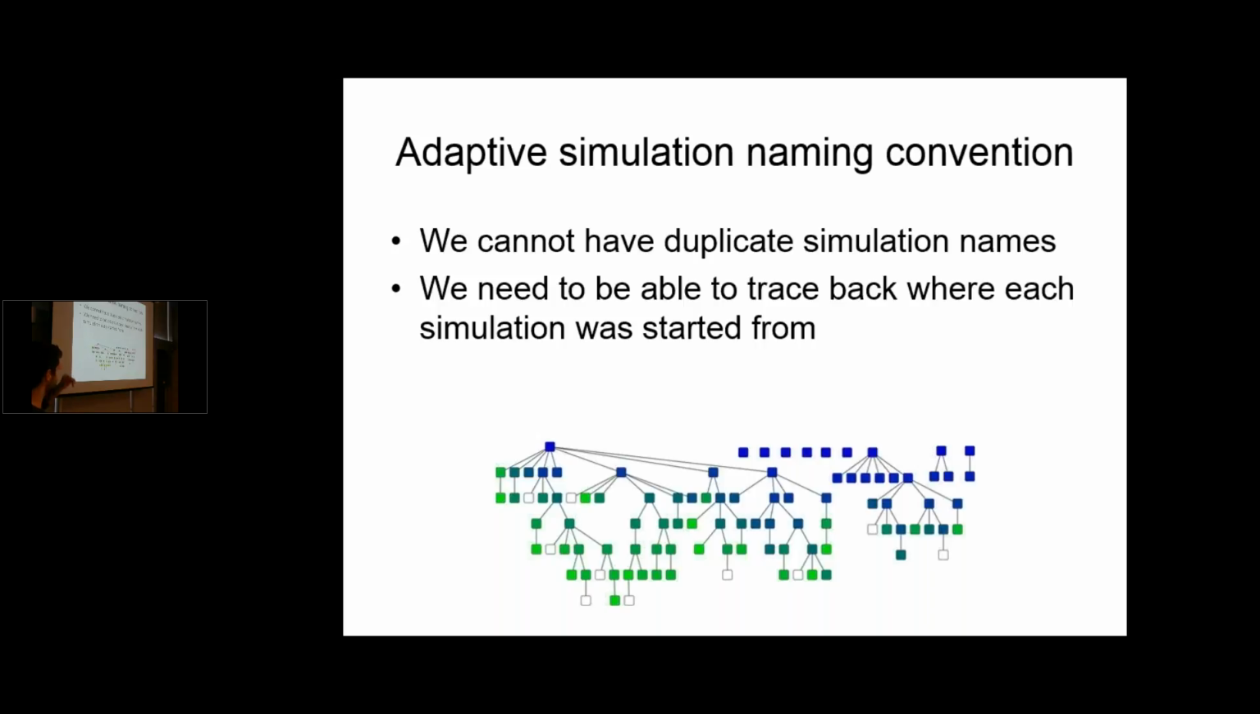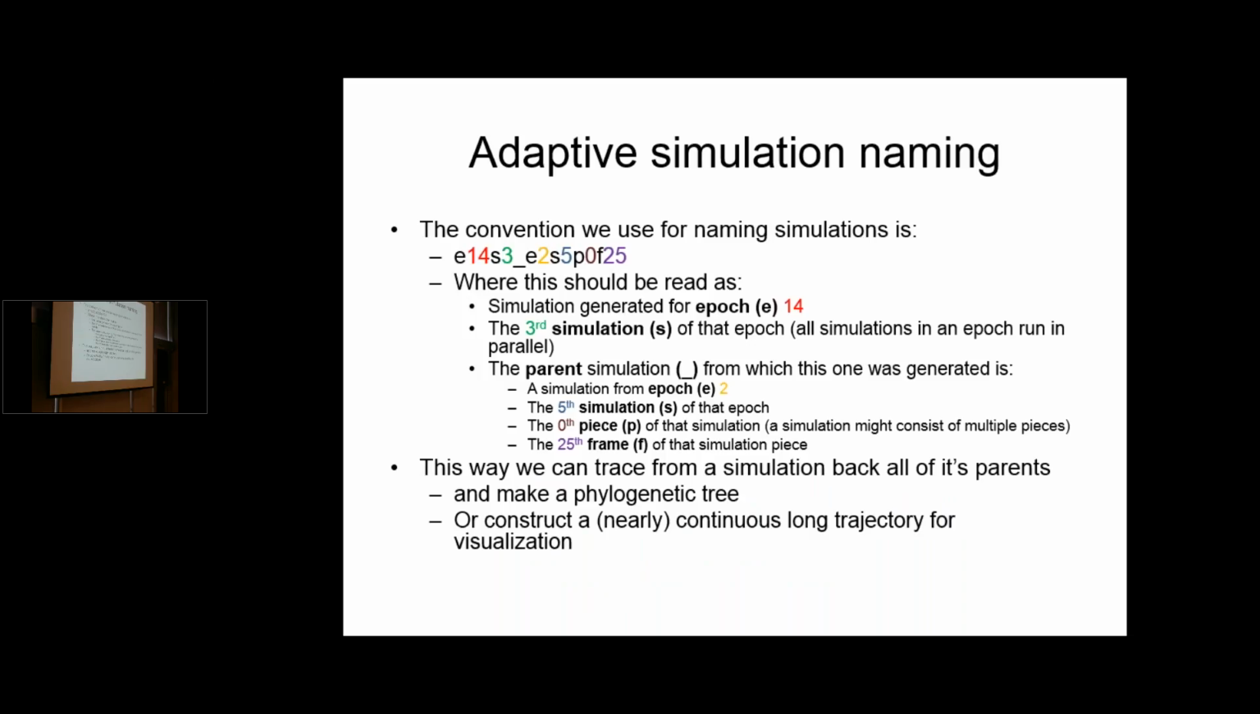This here, for example, is from our adaptive runs, where we see the epochs. Each line is one epoch. And we can see that this simulation here started from this simulation, from that, from that, from that. So you can trace back a simulation to where it came from. It's also very useful if you want to reconstruct a super long trajectory from adaptive, because you could just join all of the pieces together and make one continuous trajectory.